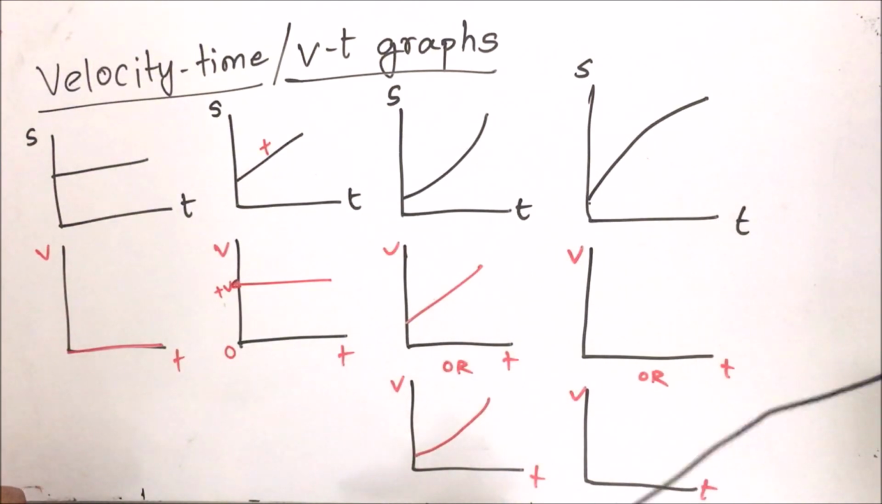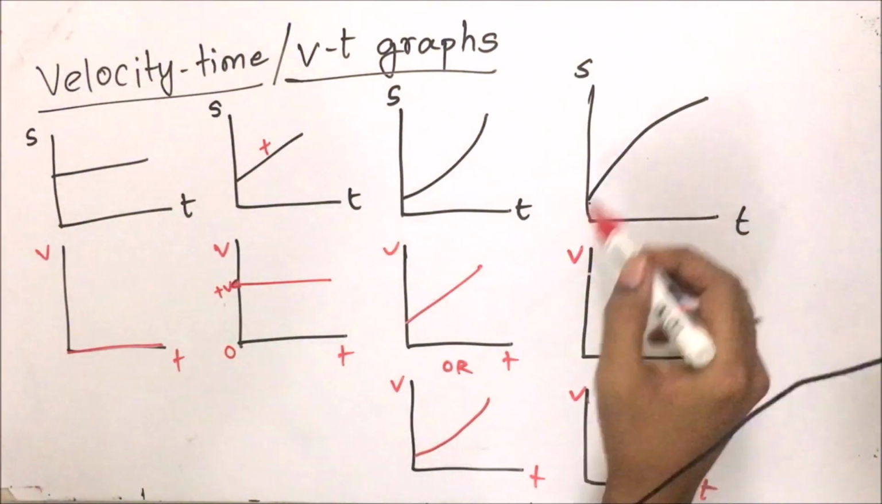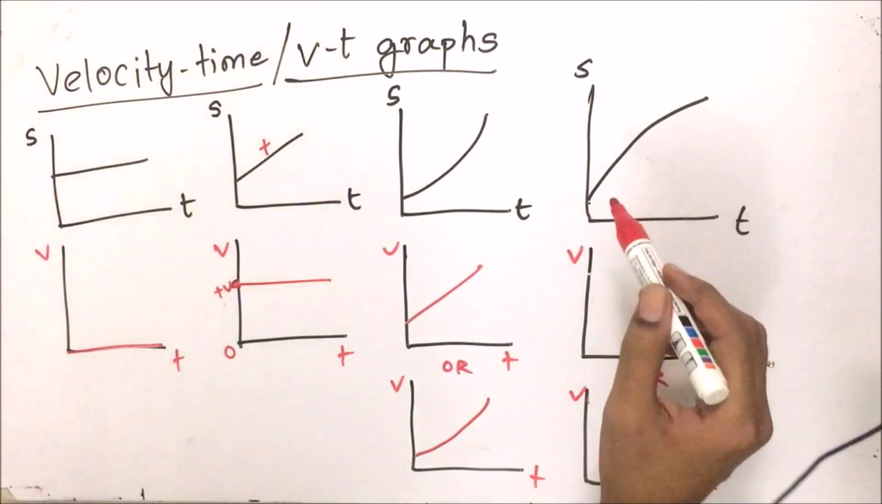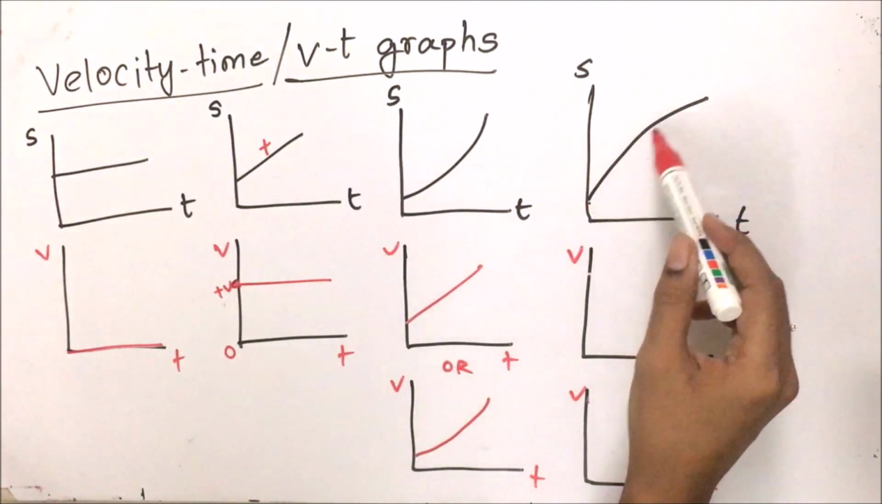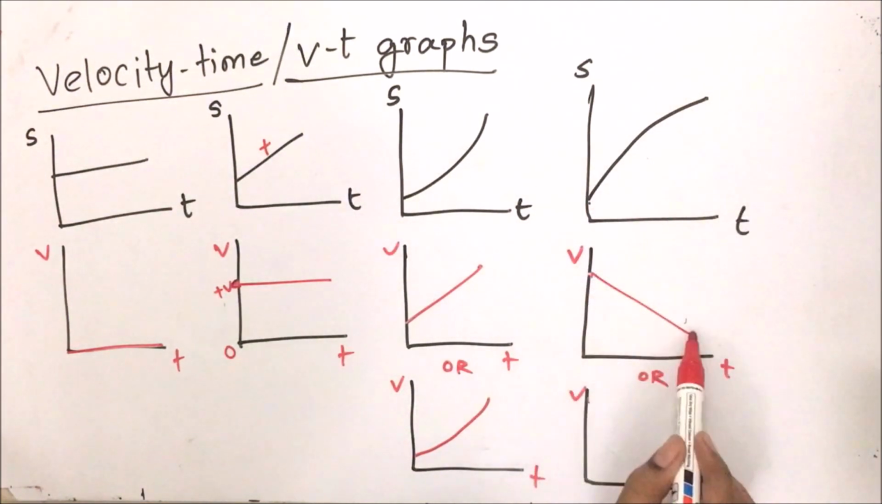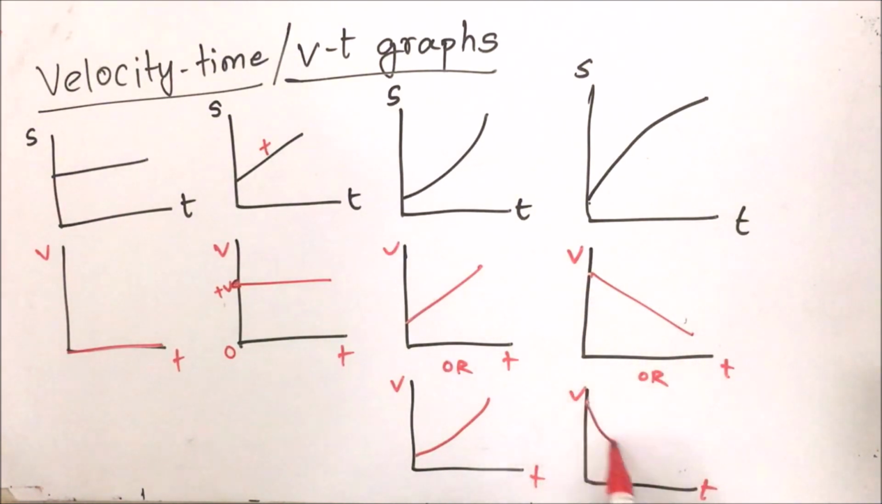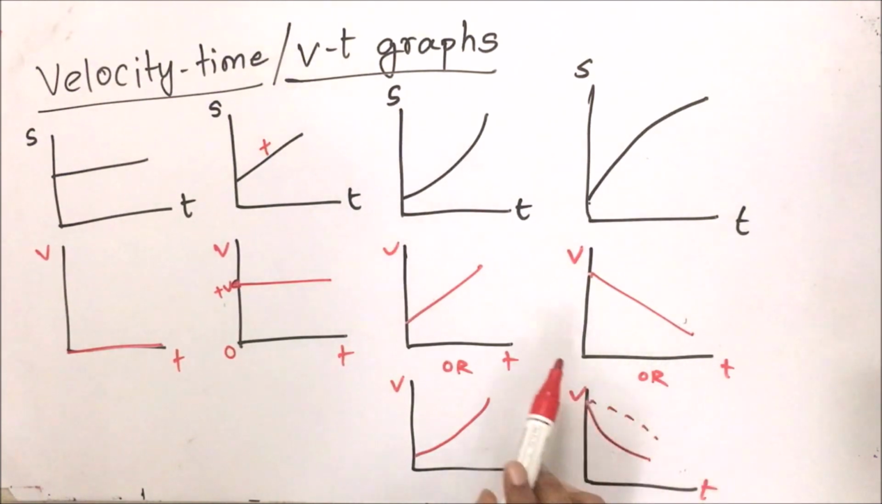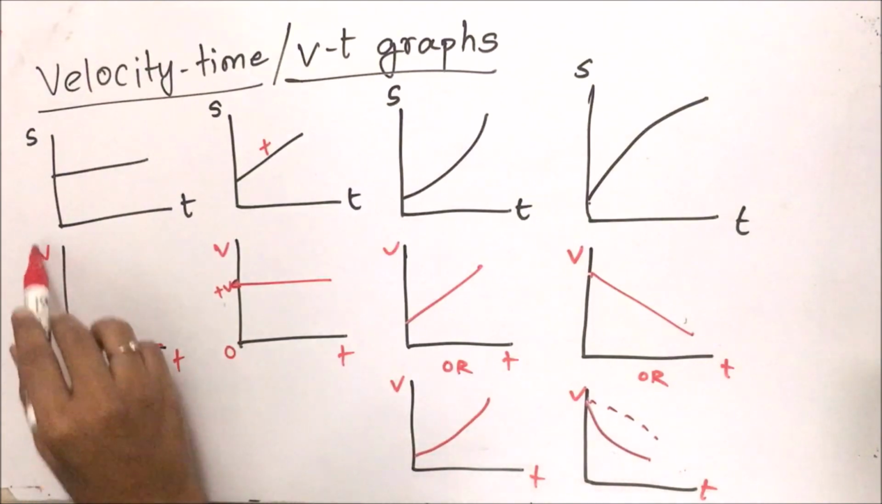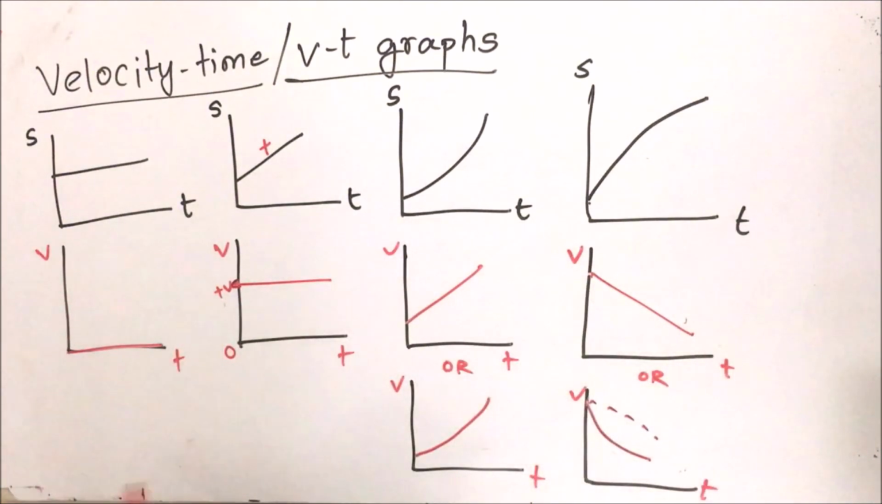Similarly, in this diagram, the steepness or the gradient of the displacement time graph is decreasing. So the velocity should also be decreasing, but we don't know whether the velocity will be decreasing in a straight line or in a curve like this or like this. But for sure we know that the velocity is decreasing because the steepness of the displacement time graph is decreasing. So these are the main types of velocity time graphs that we may come across.